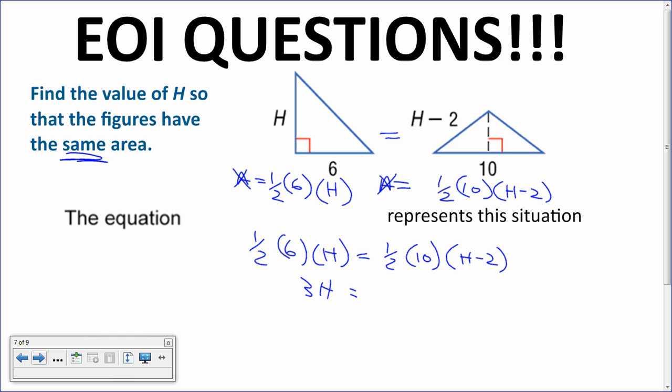Half of 10, or can I do that first? Can I do that first? Can I take half of 10 first? Or do I need to distribute first? Does it matter? It's all multiplication, isn't it? Okay, so take half of 10 first. That gives me 5 times h, 5 times -2.